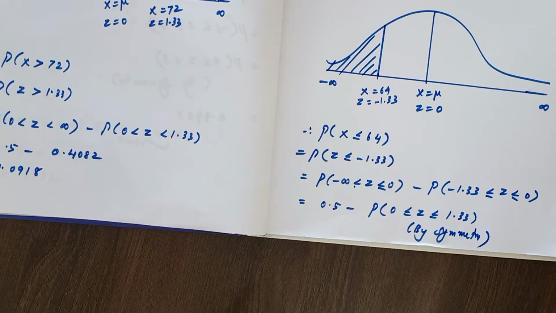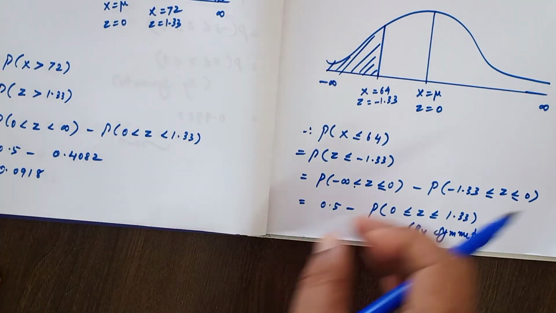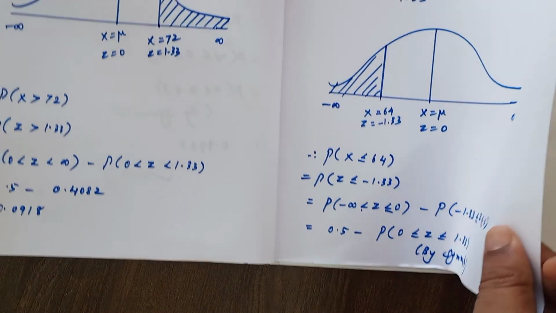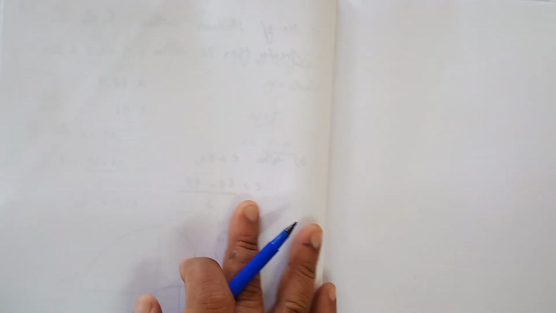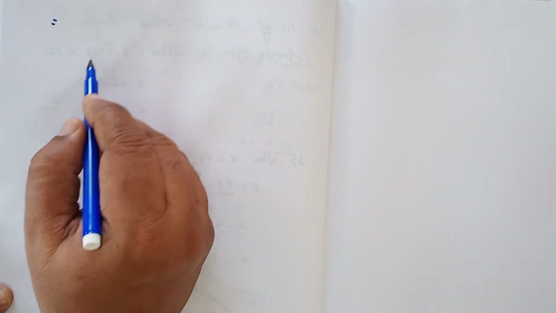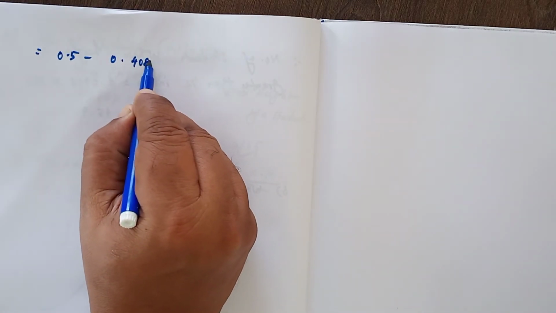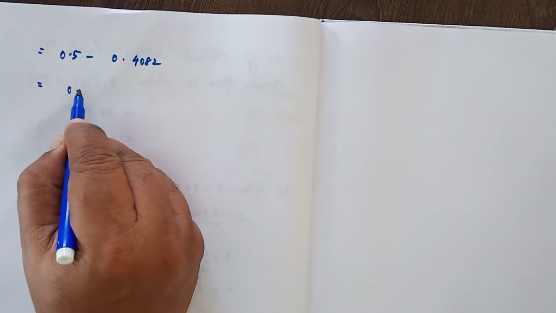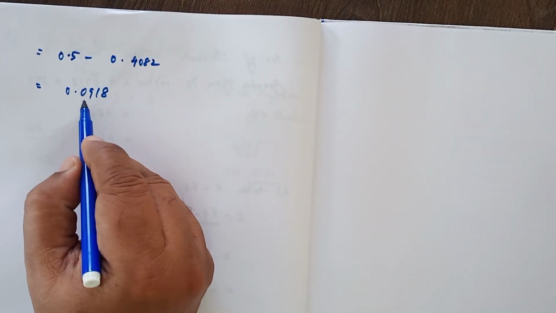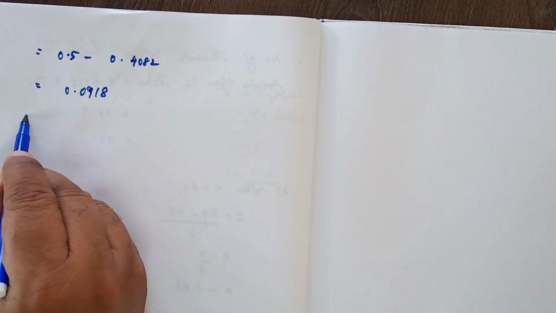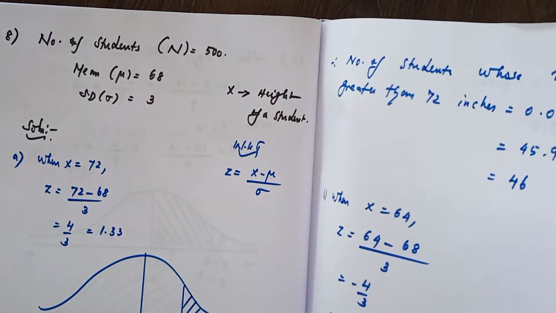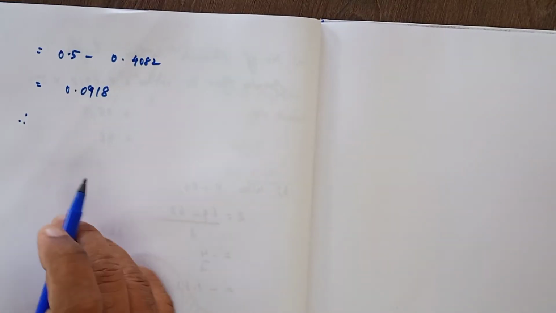So 0.5 minus 0.4082, that is equal to 0.5 minus 0.4082. Same answer as the first subdivision, that is 0.0918.